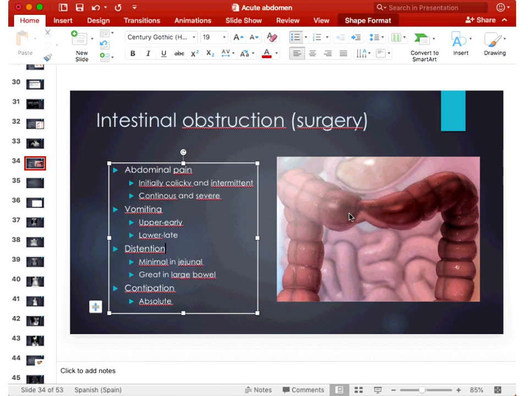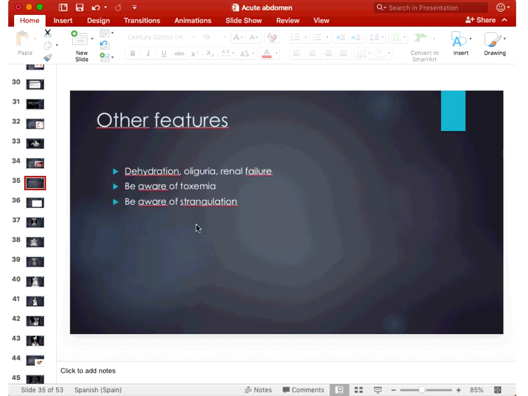You're going to find distension. The greater the distension, the lower the place you're going to find the occlusion. And after all, if it's in the colon, you're going to find that the patient has absolute constipation. Other features: look out for dehydrated patients because they will develop pre-renal failure due to lack of hydration. Be aware of toxemia. That means the patient is falling into hypovolemic shock.